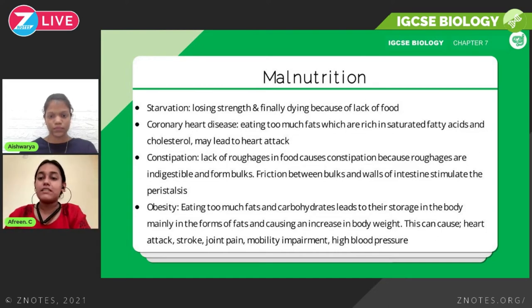Next up, we have obesity. Obesity happens from eating too much nutrients, especially fats and carbohydrates. So these nutrients are stored in your body, mostly in the form of fat, and this leads to an increase in body weight. So this can increase chances of heart attacks, strokes, joint pain, mobility impairment, and high blood pressure.